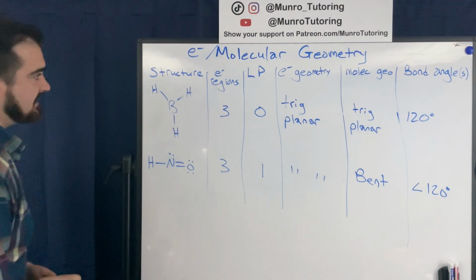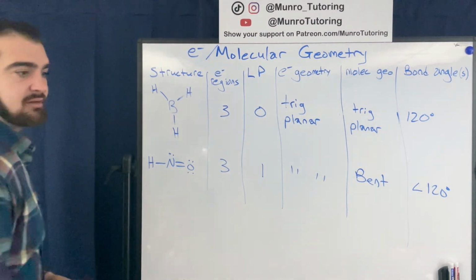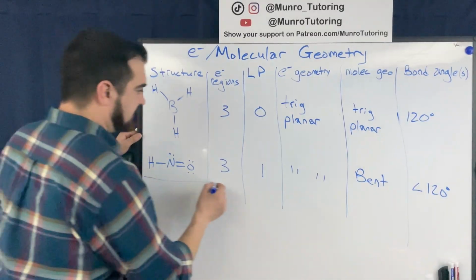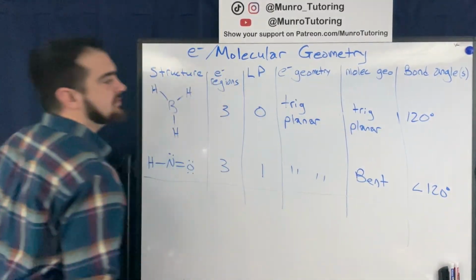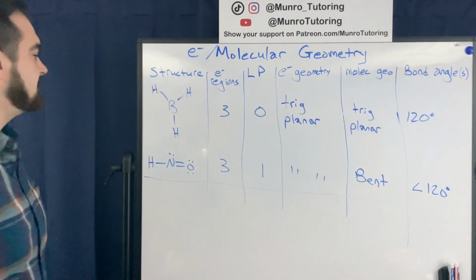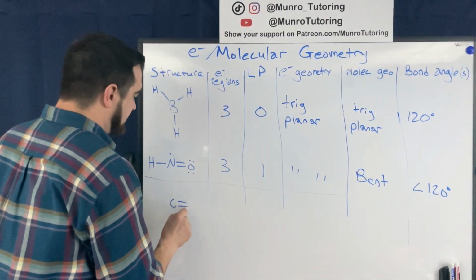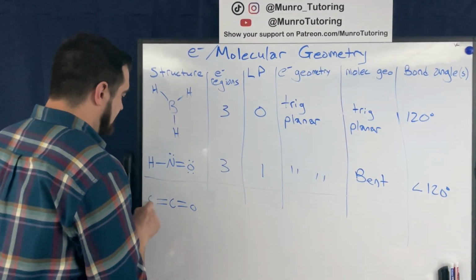So that's basically that. And then let's see here. I think I actually have room right now. So let me just draw a line here because I want to keep together the electron geometries. But now let's do something like CO2. We have C double bonded to an O and another O.